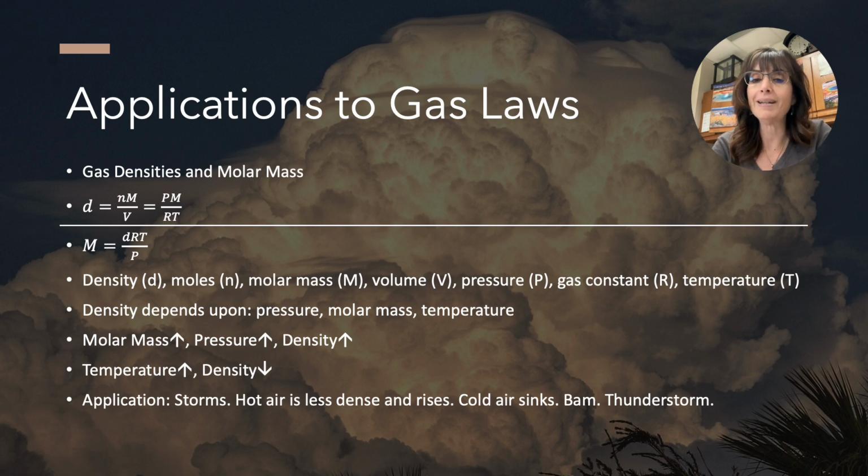As temperature goes up, density goes down. Now, if you think about that with gases, as the temperature goes up, they have more energy. They're moving faster, they're spreading out. So the volume increases. And when you have volume on the bottom of a fraction and that number gets bigger, your overall answer gets less, so density goes down. And think about the application to storms. Hot air rises, it's less dense, cold air sinks, and this is what creates those cumulonimbus clouds, the thunderstorm clouds, and what can also lead to tornadoes.